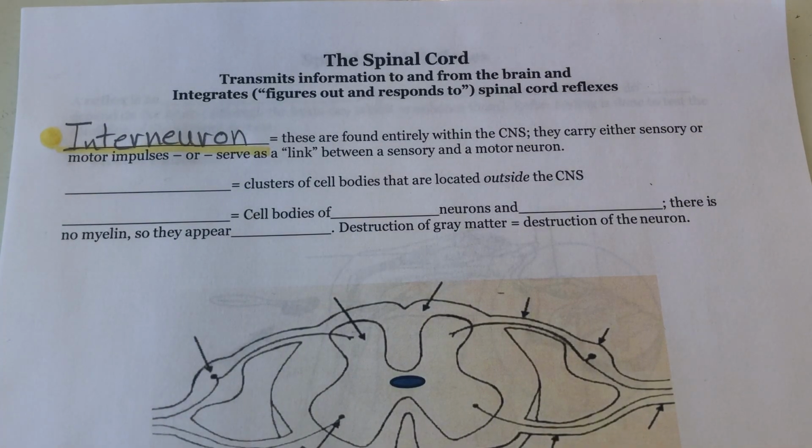All right, interneurons are found entirely within the central nervous system. They carry either sensory or motor impulse, that's the efferent or afferent pathway, and serve as a link between a sensory and motor neuron we talked about.